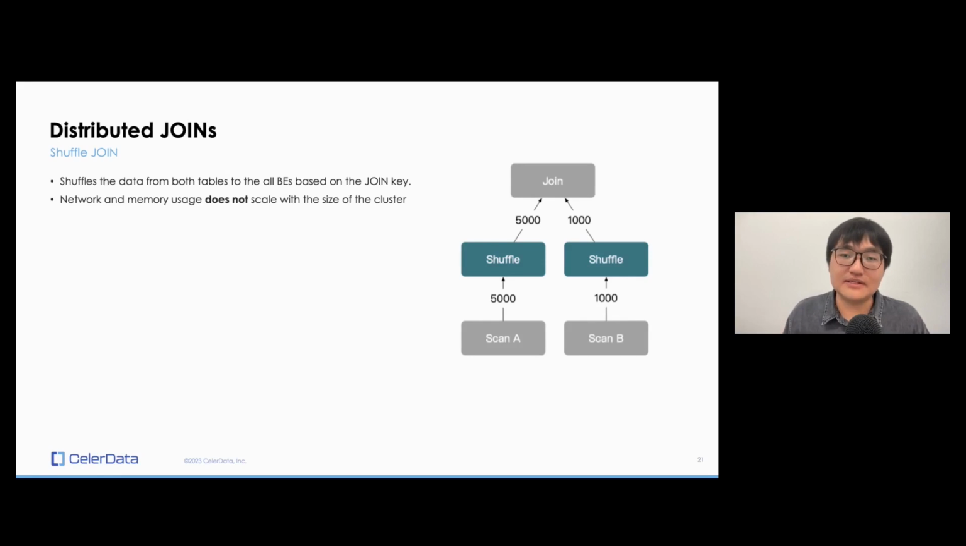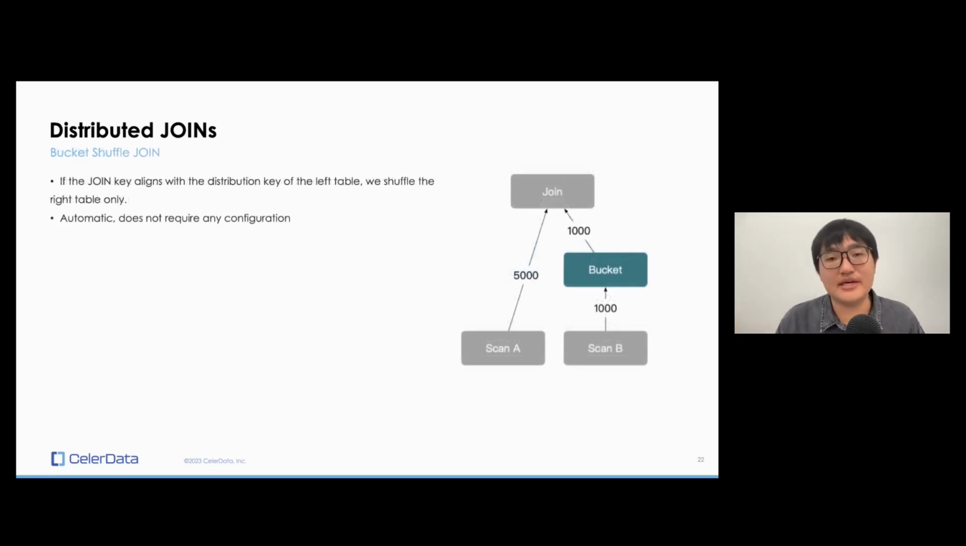So the key thing is that network and memory usage does not scale with the size of the cluster. It only scales with the size of the data, right? And this makes shuffle join a much more scalable solution for join operations when compared to broadcast join, right? If your database doesn't support shuffle. And there are some variants too, right? And this is what StarRocks supports too. A lot more optimization can be done, but I just want to pick one as an example, which is bucket shuffle join.